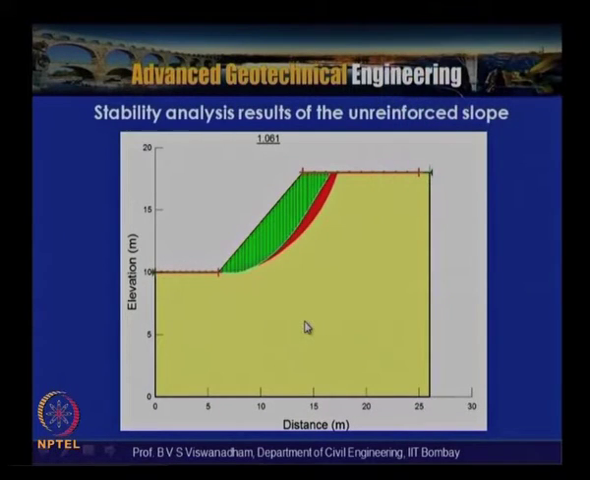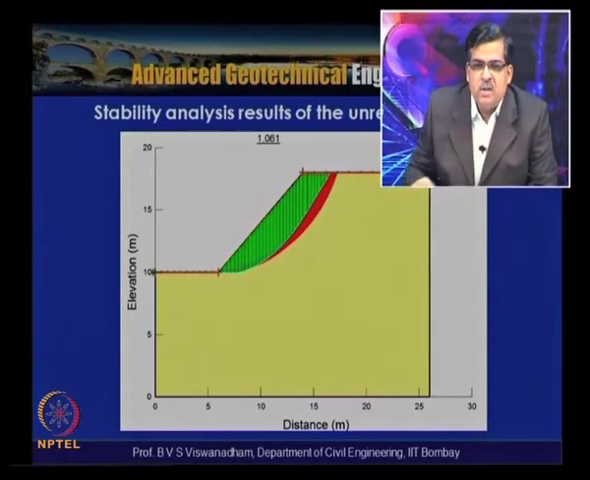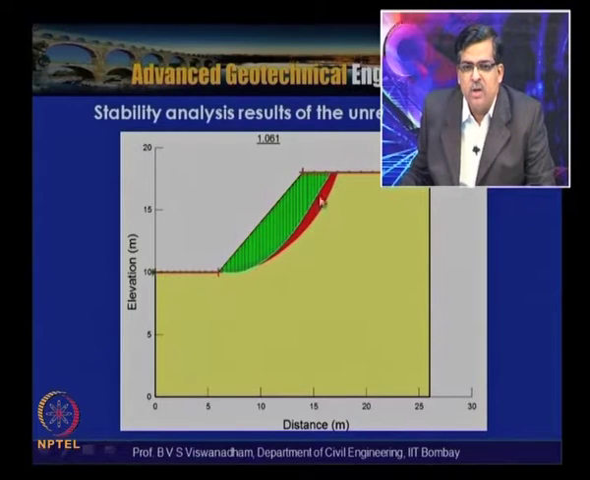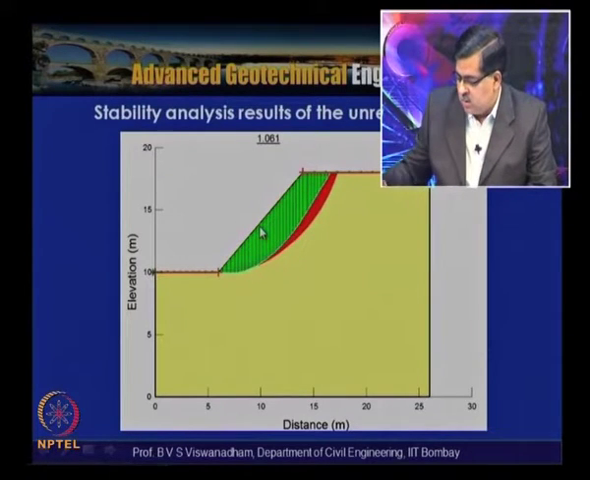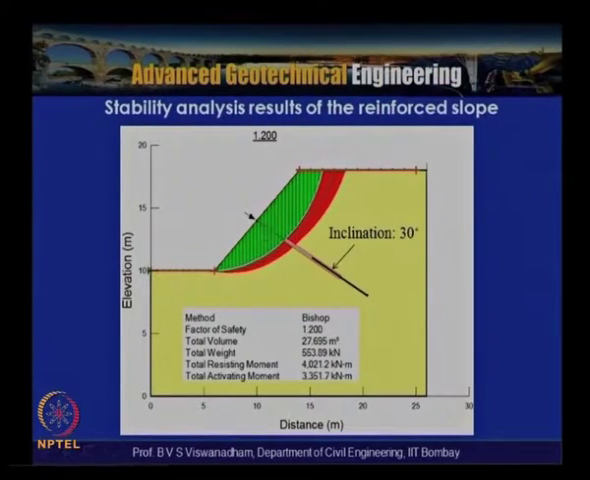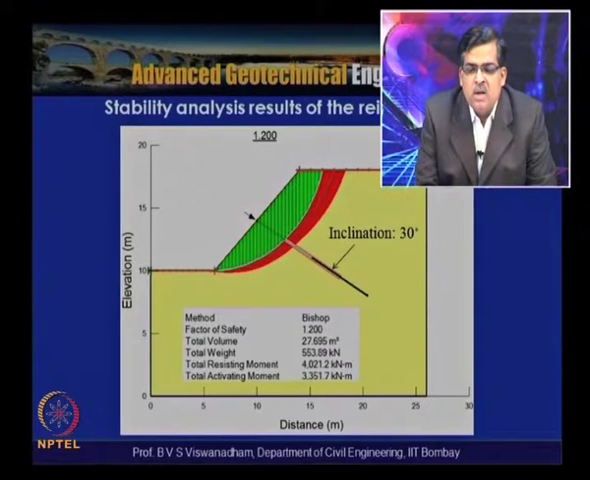This is the stability analysis result of the unreinforced slope. For the configuration considered, the least factor of safety obtained by Bishop's method is 1.061. This is the zone of the potential failure surface. Now the similar configuration was analyzed with the anchor inclined at 30 degrees, and the factor of safety shown here is 1.2.